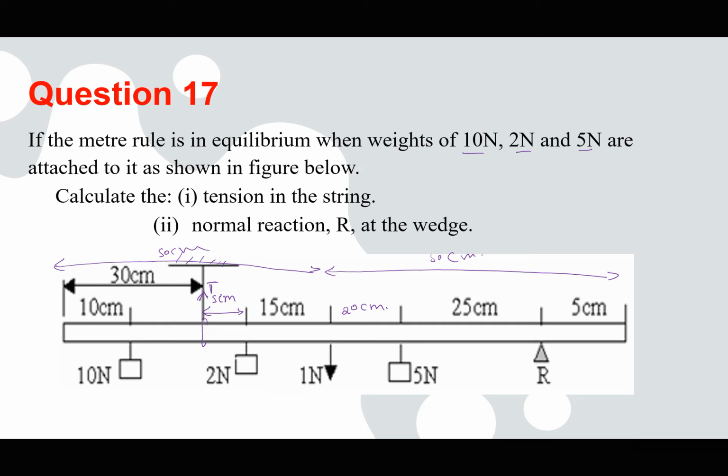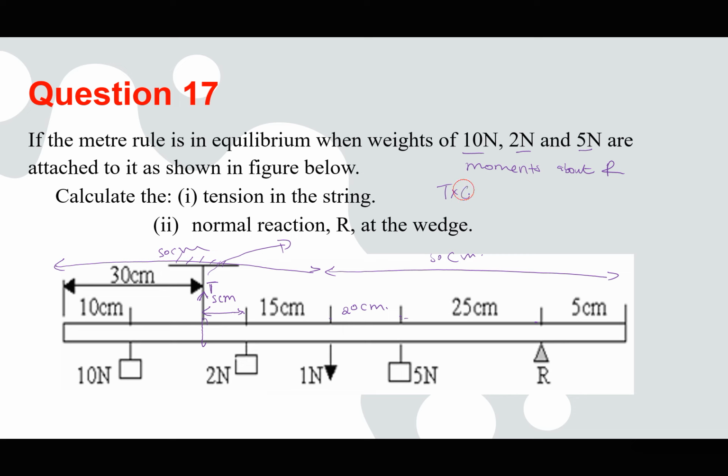So I can now find the tension. There are two ways of doing this. I may take moments about R. So I'll say moments about R. So the tension T is causing a clockwise moment. It is the only force causing clockwise moments about R. So I'll say T times the perpendicular distance, which is 5 plus 15 plus 20 plus 25. So this is 5 plus 15, that is 20, plus 20, that is 40, plus 25, that is 65.